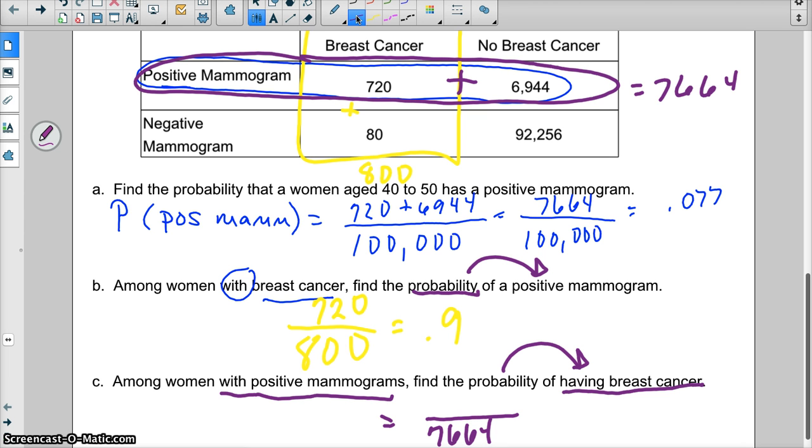And how many actually had breast cancer? 720, yes. So what's that? That is a probability of 0.094. So you can see that out of the positive mammograms, the actual probability of the positive mammogram really being cancer is very low.